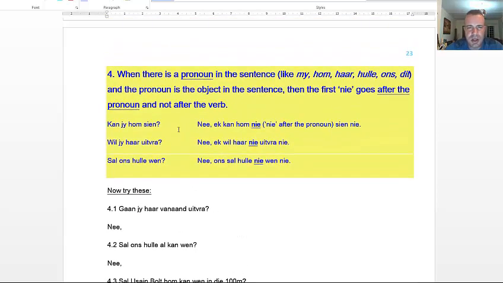Last little rule quickly. Won't spend much time on this. It's just a little trick really that they sometimes like to ask. I don't really understand why this happens, but it does. So when there's a pronoun in the sentence, and the pronoun is the object of the sentence, then the nie goes after the pronoun and not after the verb. So look here. Here's your nie. It's not after your first verb. Do you see that? There's the first verb. You would expect the nie to be there, but it's not, because the object in the sentence is in the form of a pronoun. Okay, I hope they don't ask this in your test. They might. Actually, I would ask one.